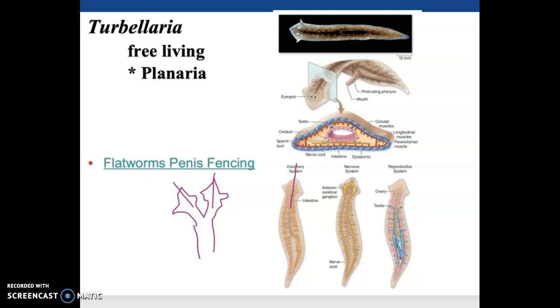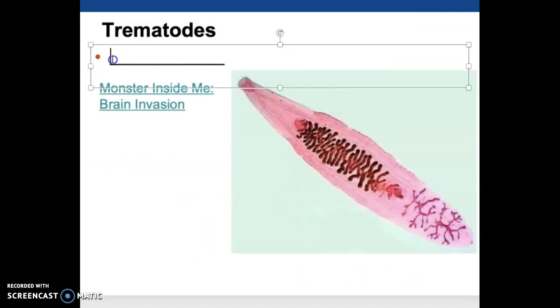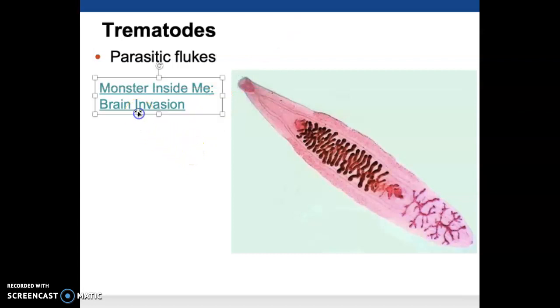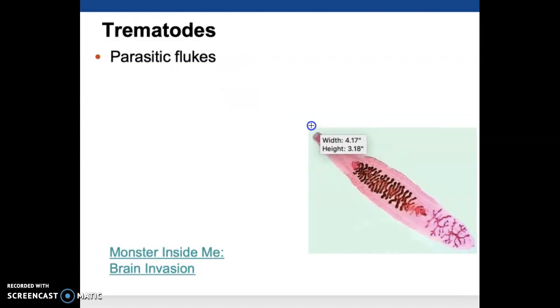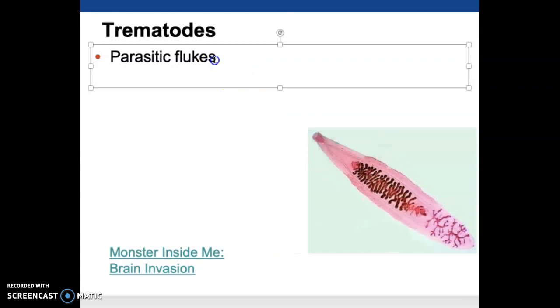All right, another group within the platyhelminths are what we call the trematodes. Trematodes are parasitic flukes. These guys are not our friend. We tend not to like the trematodes. Turbellaria, no big deal. We have no concerns about those guys. But parasitic flukes can be a bit problematic.